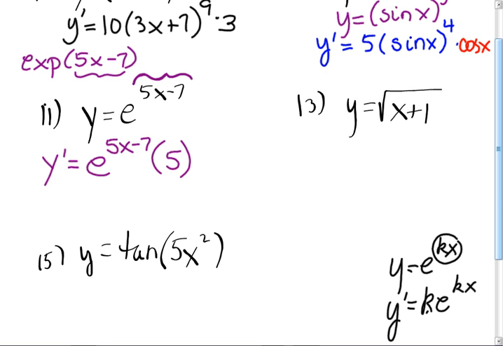Try 13. Of course, the inside changes if you chew on it.